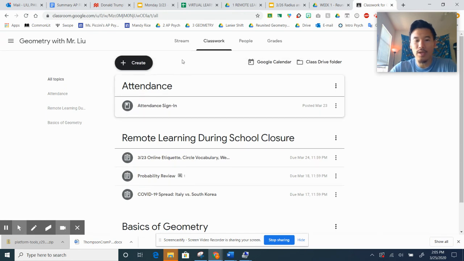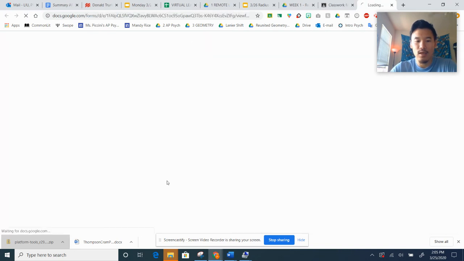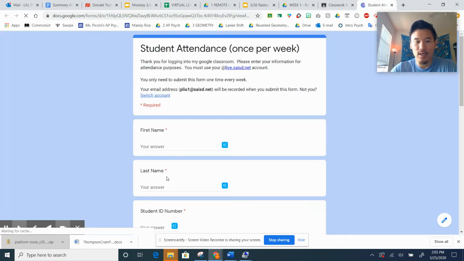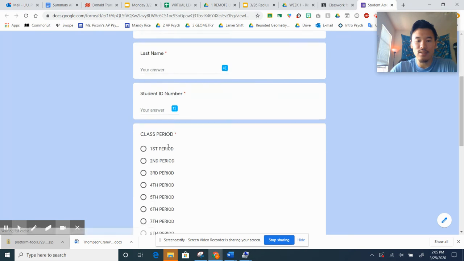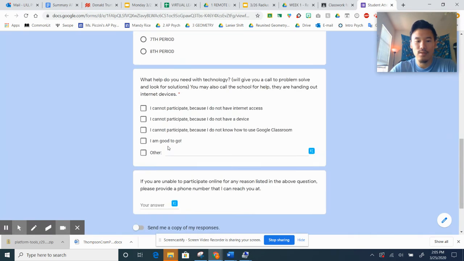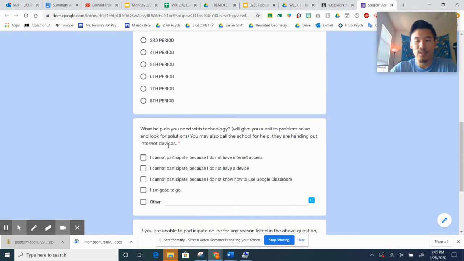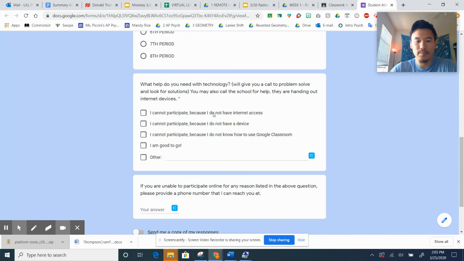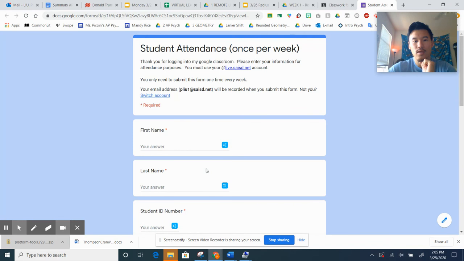So this is always going to be here. If you click on classwork, under attendance, click on attendance sign in. Make sure you're logged in your SAISD account, and you need to fill out this attendance sheet, okay? Because we need to be taking attendance. This is the only way I can count you present, so make sure you do it. And also, if you have any problems with technology, please fill out this part of the survey, okay?